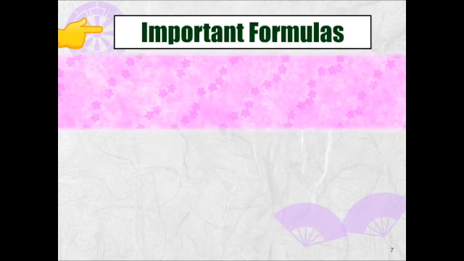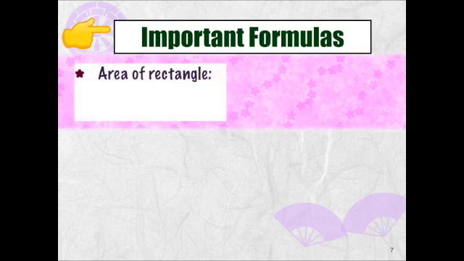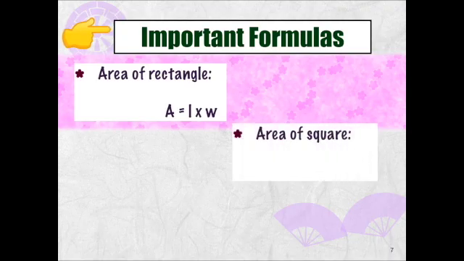Okay, let's take note of some important formulas. We have here the area of a rectangle with the formula of length times width. And we are going to have the area of a square. A square is similar to a rectangle because the area of a square is equal to multiplying its length and width. Only that the formula of a square is equal to side times side since the lengths of the sides of the square are equal.